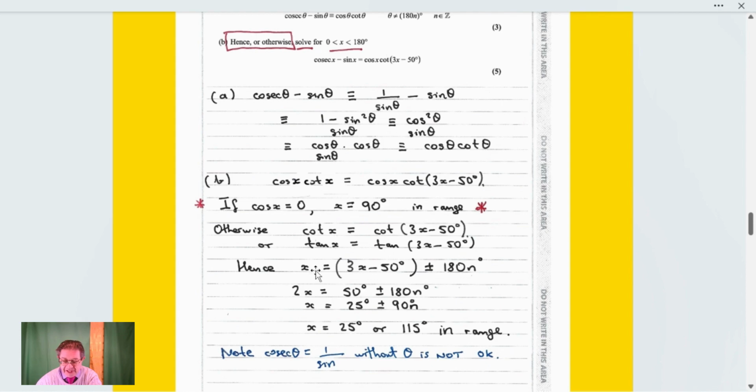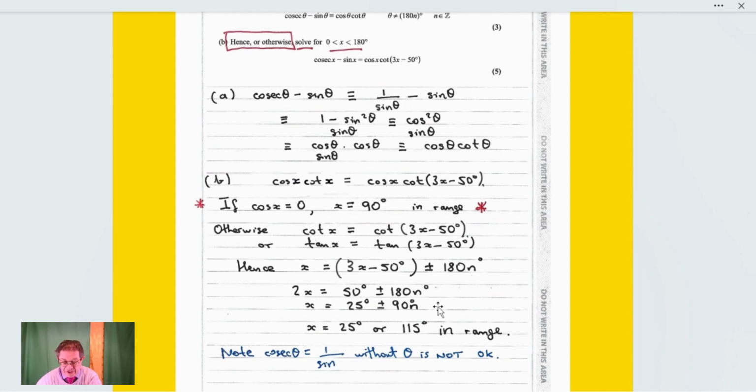The first obvious answer is that x equals 3x take 50 degrees, but both cot and tan are periodic, with 180 degrees being their period. So in fact, we have the plus or minus 180n degrees. Rearranging, we get 2x equals 50 plus or minus 180n. So dividing by 2, x equals 25 degrees plus or minus 90 degrees n.